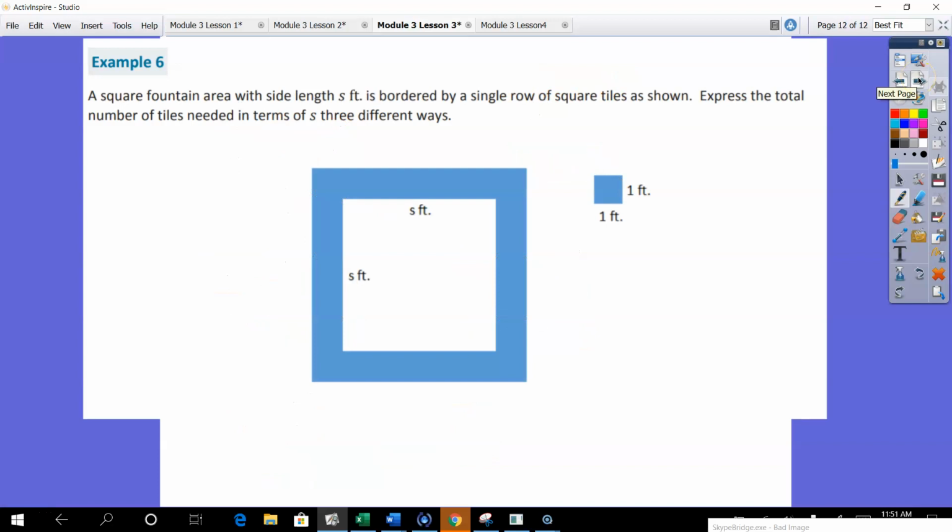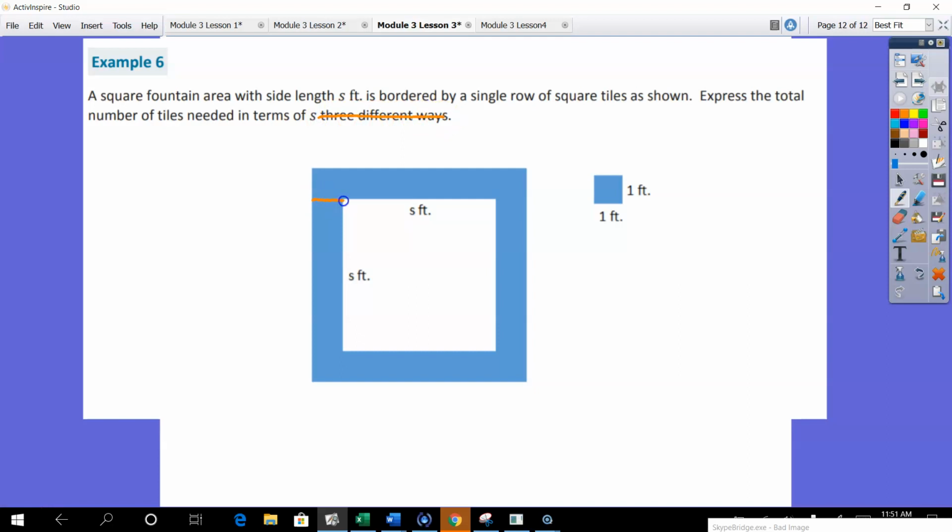Okay, we're going to skip example 5 and exercise 4. We're going to look at example 6. A square fountain has an area with a side length of s feet. It is bordered by a single row of square tiles as shown. Express the total number of tiles needed in terms of s in 3 different ways. We're just going to look at it once.